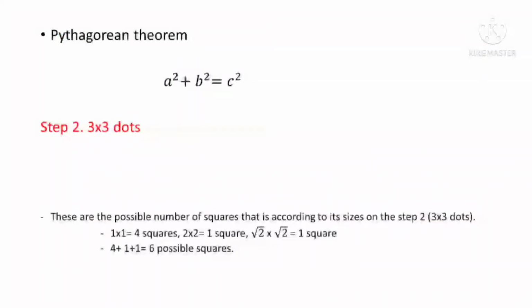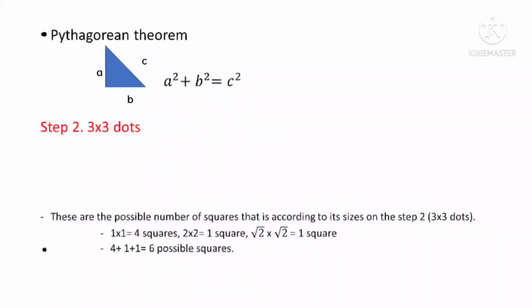So, gamitin naman natin yung Pythagorean theorem. So, yung Pythagorean theorem is ito yung A, ito yung B, ito yung C. A squared plus B squared is equal to C squared. So, we need to focus here to this square like a rhombus. Since the step 1, we cannot be able to form a square like a rhombus kanina, we need to skip that and let us start with the step 2, which is 3 by 3 dots.